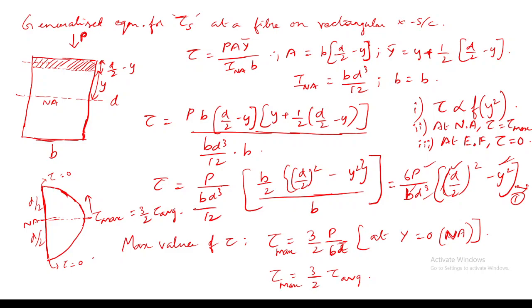Repeat last point. Which thing do I have to repeat? The last sentence. Okay, see, as y increases, or the distance from the neutral axis increases, the shear stress decreases. Okay, this is the variation of the shear stress for a rectangular cross section. Is it clear?